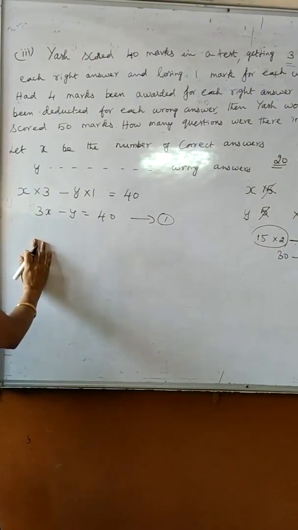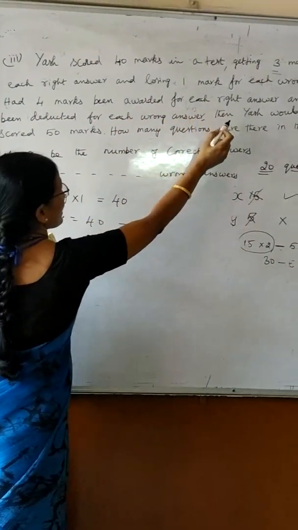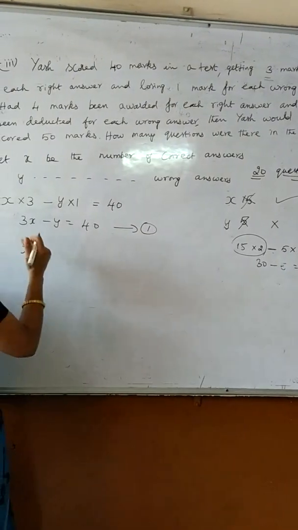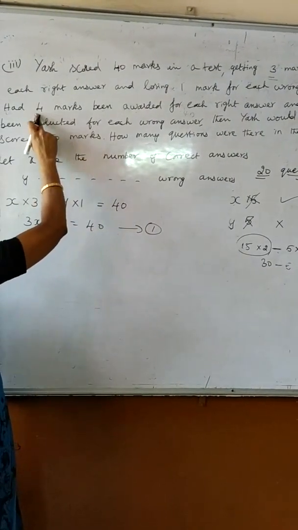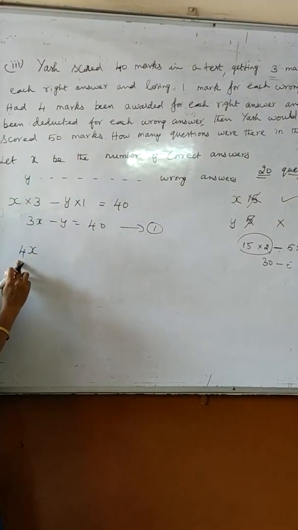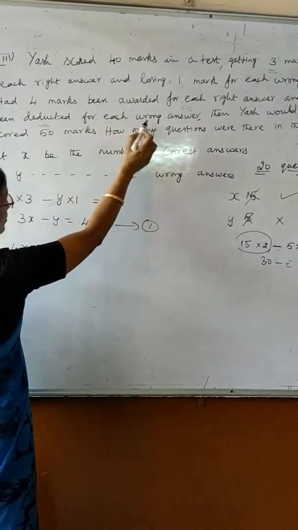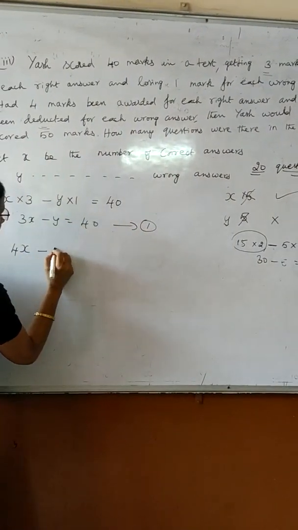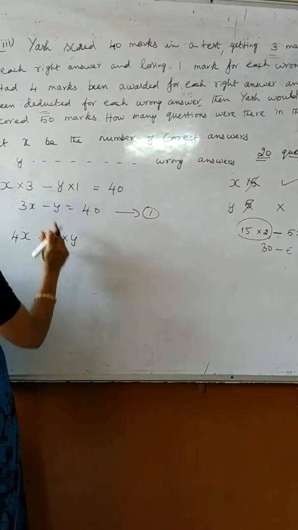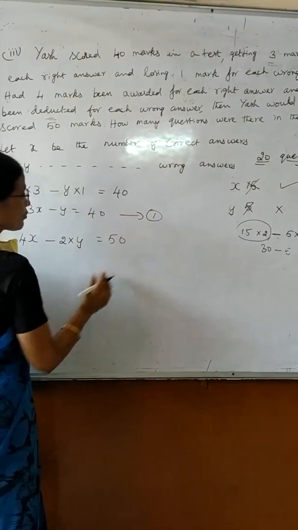In the second part, had 4 marks been awarded for each right answer. We know right answers are x. In the second case, each right answer is given how many marks? 4 marks. Therefore, we are multiplying x by 4. And 2 marks are deducted for each wrong answer. How many marks are subtracted? 2 marks for each wrong answer. In that case, the score becomes 50, equal to 50.